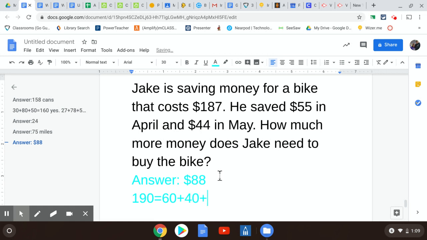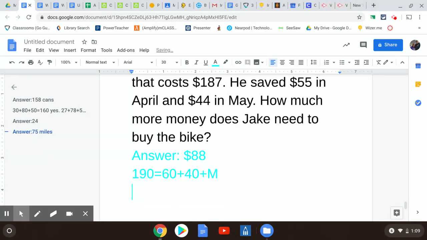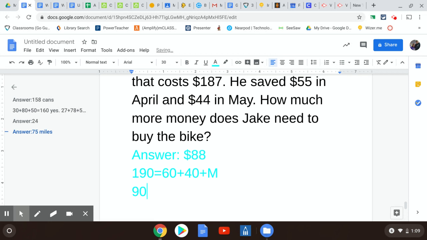Now we need to know how much more he needs to buy. So I'm going to add a numeral in here. Okay? So what you're going to end up doing is going 60 plus 40, which equals 100. And then you're going to take 190 minus 100, which would equal, in the end, $90. Is that reasonable? Yes, it is very reasonable.